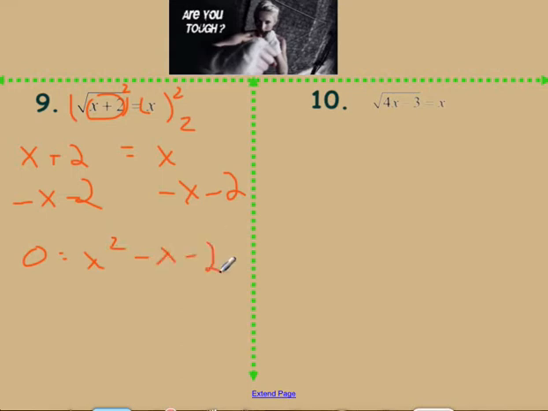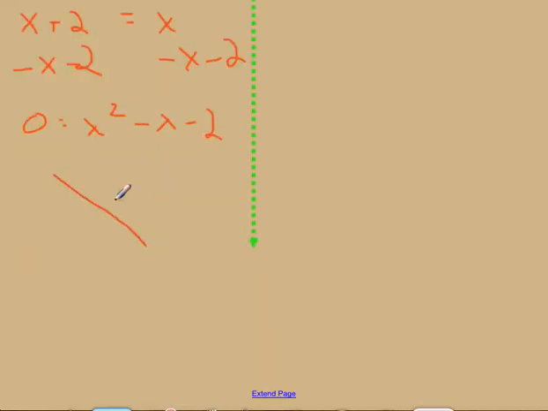So now we have a quadratic. Previously, to solve quadratics we use the zero product property and the quadratic formula. So that's what I'm going to do here. I'm looking for numbers multiplying to negative 2 and adding to negative 1. That's going to be negative 2 and 1. So this is how I'm going to derive both of my solutions. So I have x squared minus 2x plus 1x minus 2.